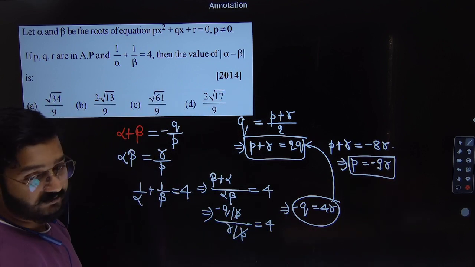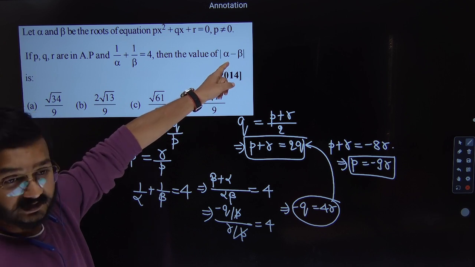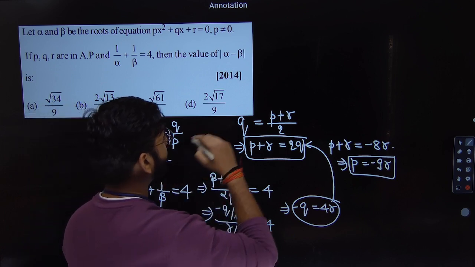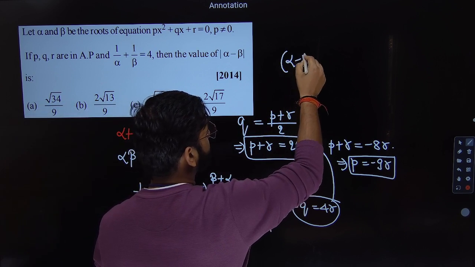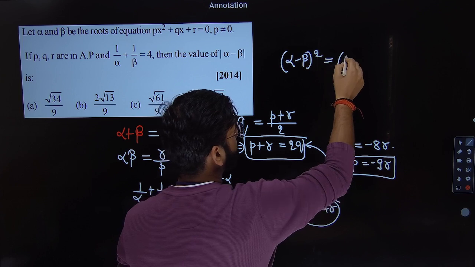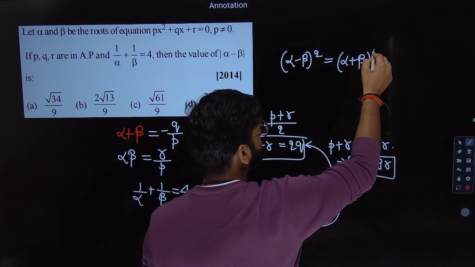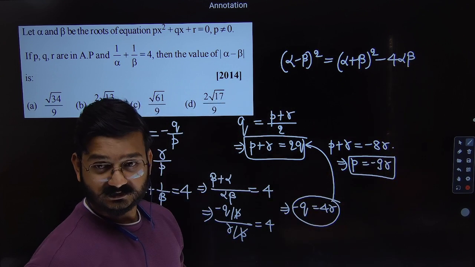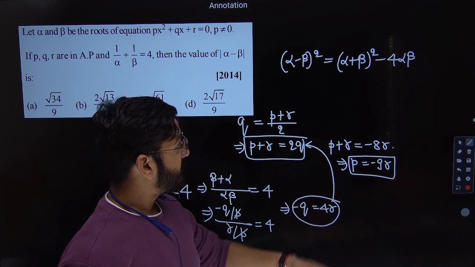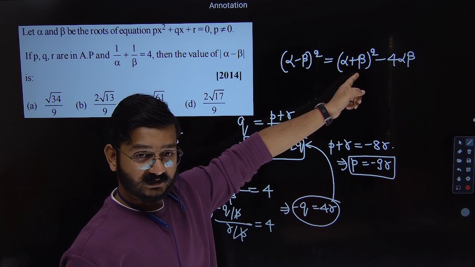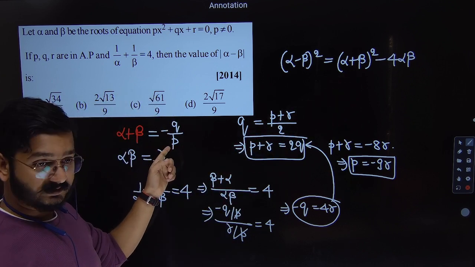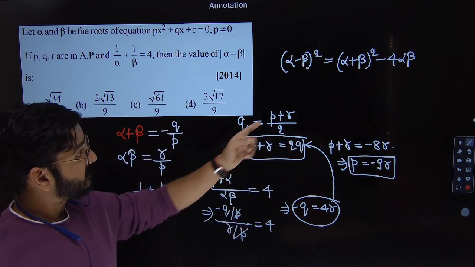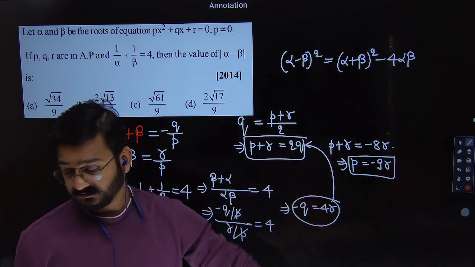After this, I am not solving. You need to find the magnitude of alpha minus beta. If you remember, a minus b whole square is equal to a plus b whole square minus 4ab. Studied this before? Is a plus b known to us? Yes, a plus b is this. Is a into b known to us? This. Substitute, take the square root, that's the answer.